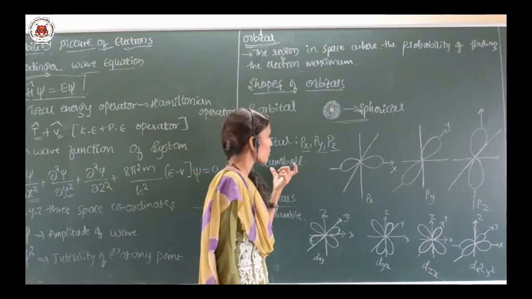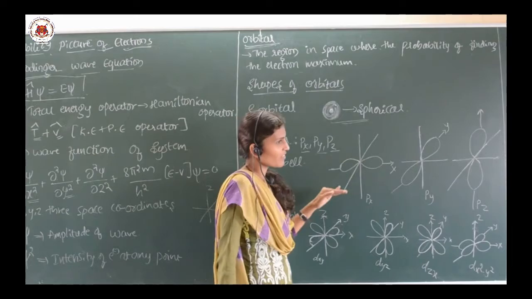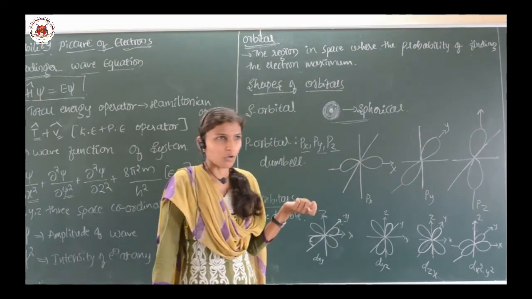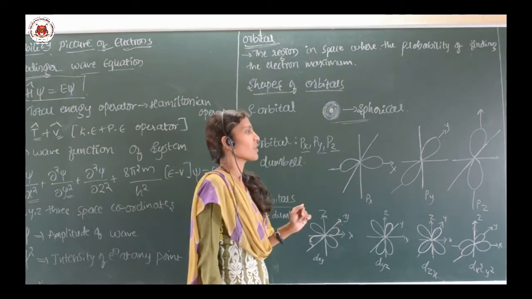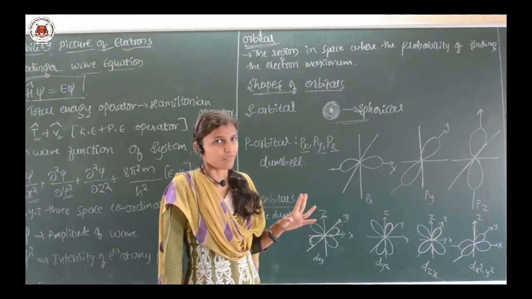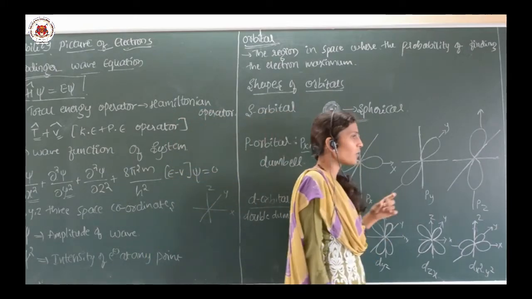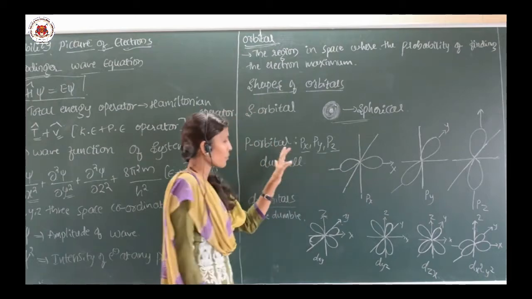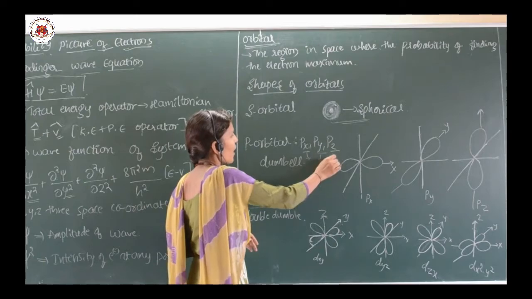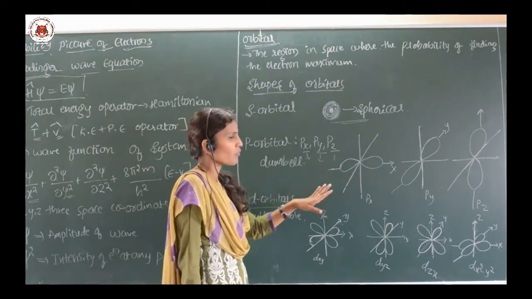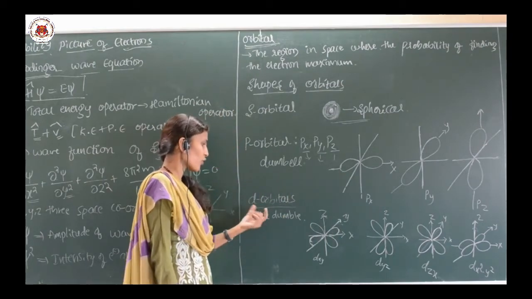If that orbital is located along the x axis, that is px. If it is located on the y axis, that is py. If it is located on the z axis, that will be pz. Clear? So this is how we can draw the shapes of px, py and pz. The p orbital consists of three subdivisions, px, py and pz, and the shape of the p orbital is dumbbell. Next, let us go for the d orbital.